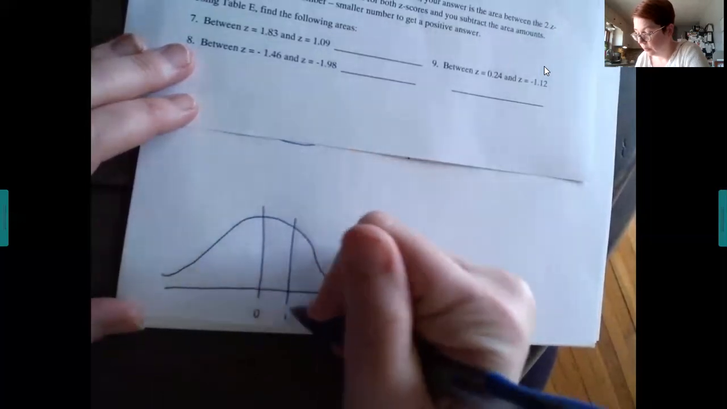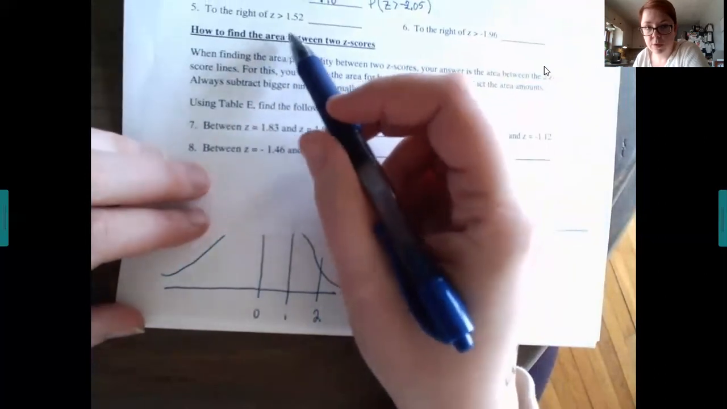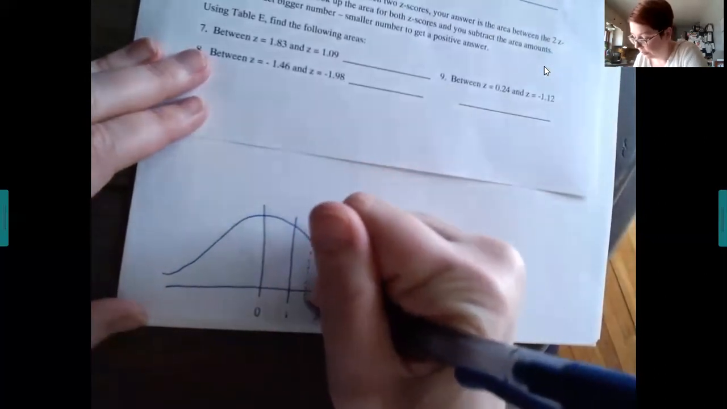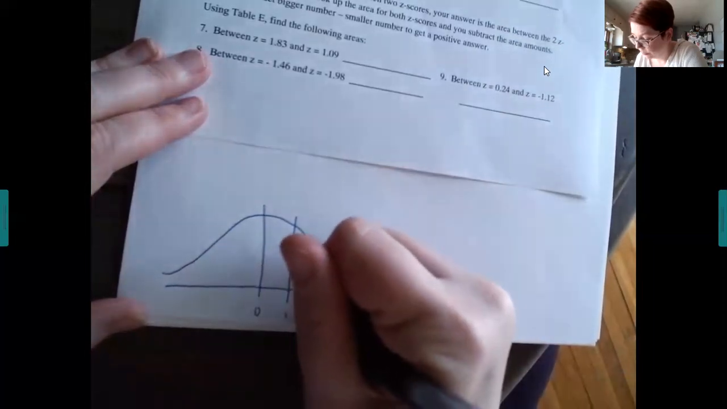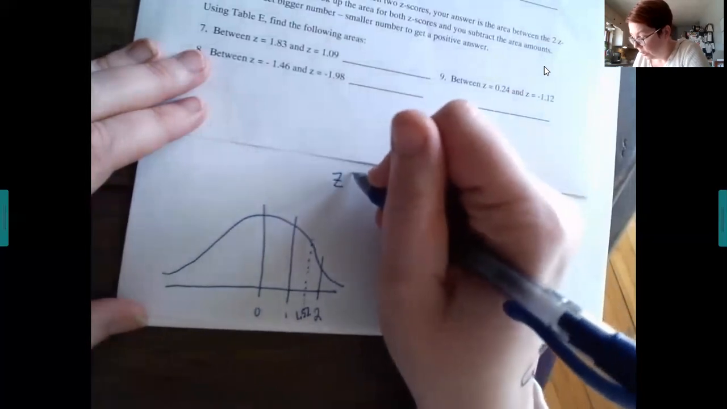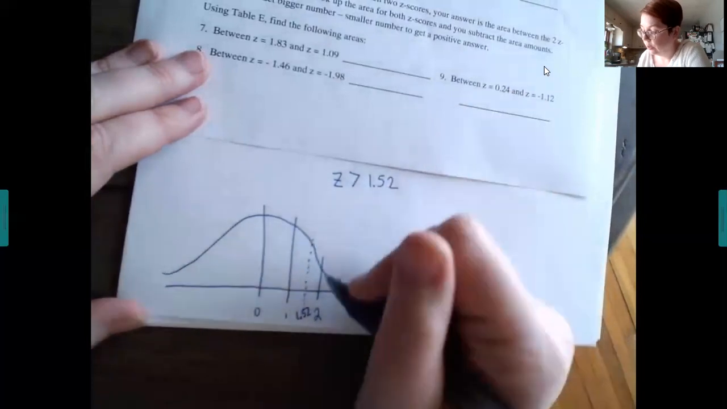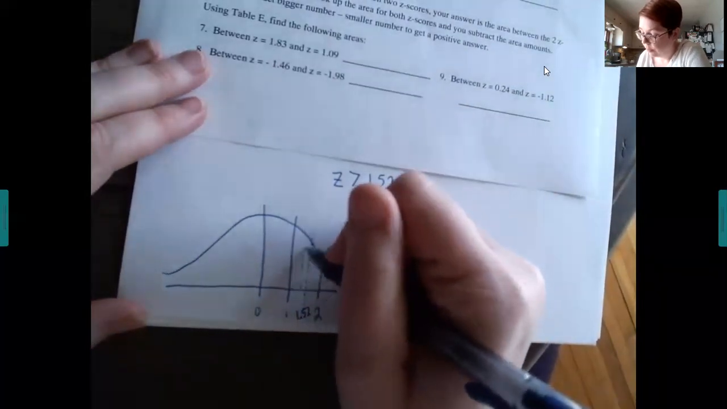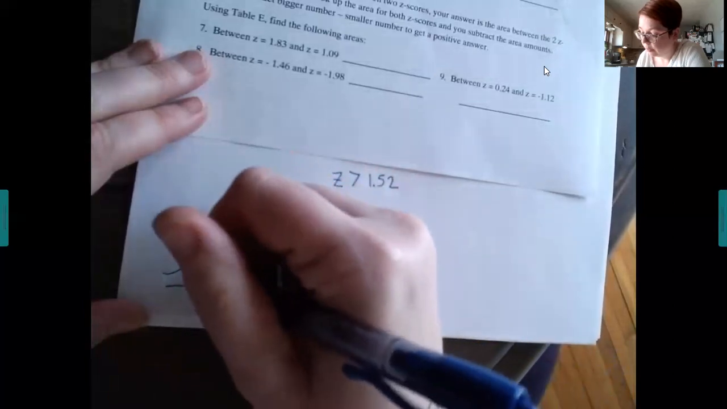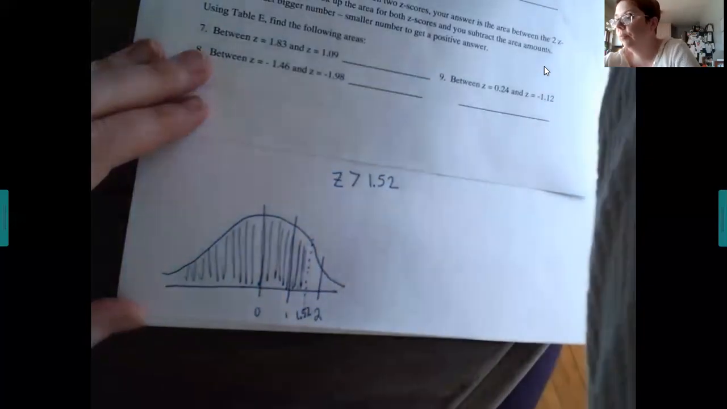0, 1, 2. So 1.52 is about here, eyeballing it. Okay, so it says z is greater than 1.52. So we're going to look up that value, and the value we get from the table will be all of this area, that area under the curve.